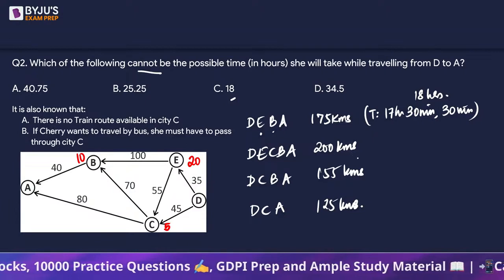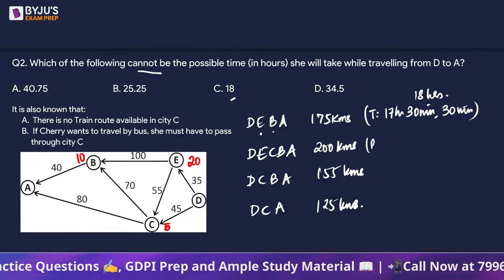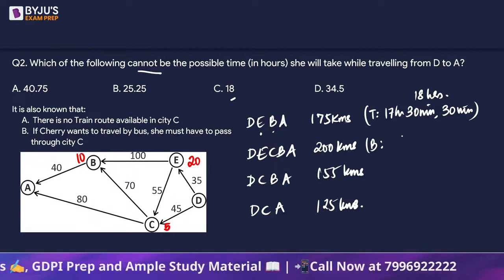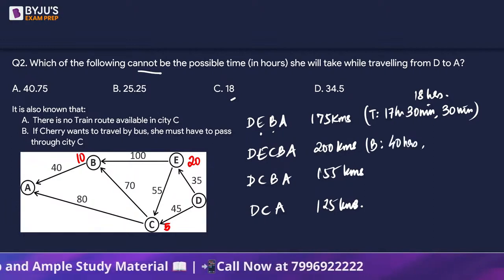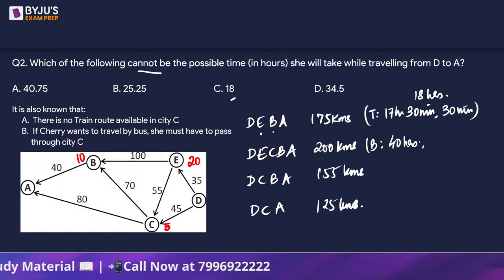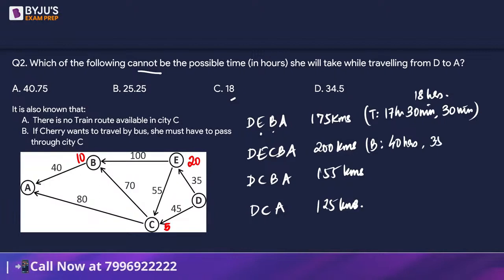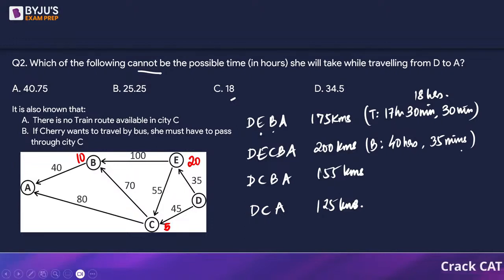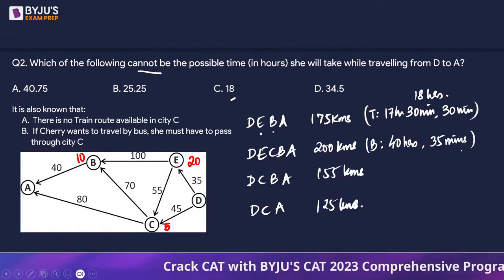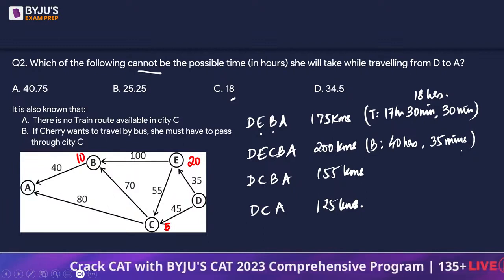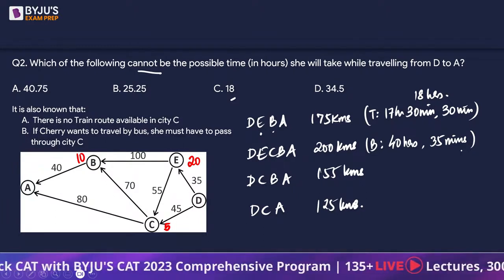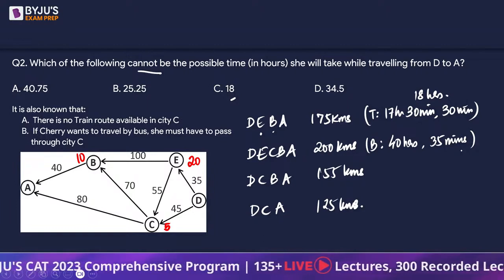Next is if you look at DECBA. If DECBA somebody is going to travel by bus, let's say, so 200 by 5, that is going to be 40 hours. And then ECBA would mean 20 plus 10 plus 5, which is going to be 35 minutes that we will have, right? So 40 hours and 35 minutes, this is one possibility if somebody takes the entire route by bus. DEC, so that is 90 plus 40 plus 35.